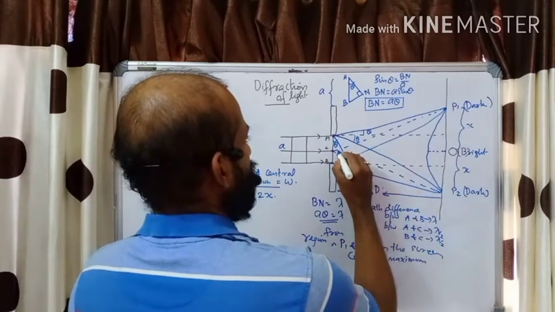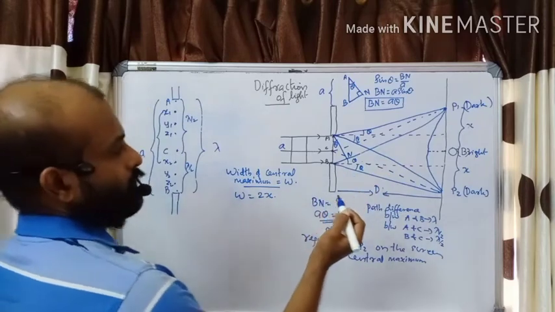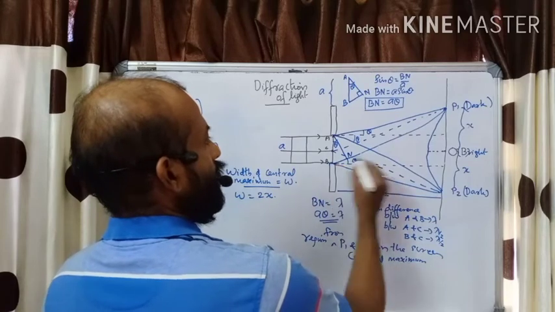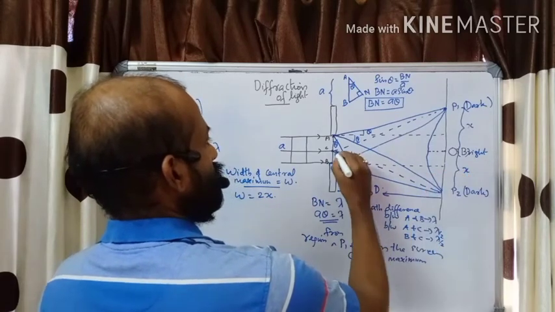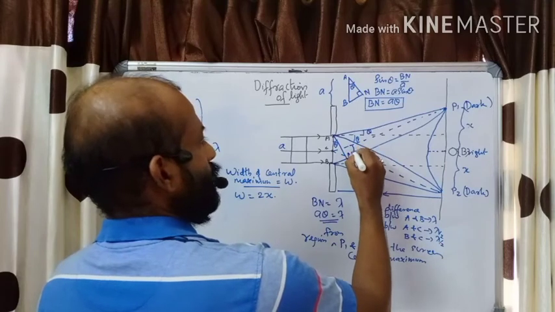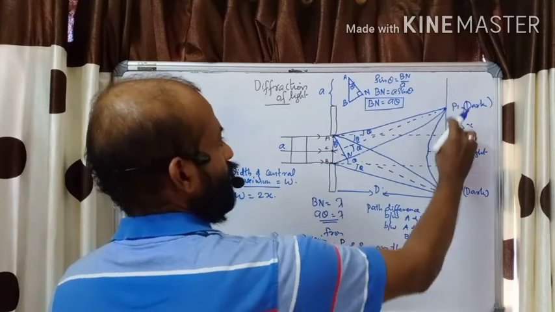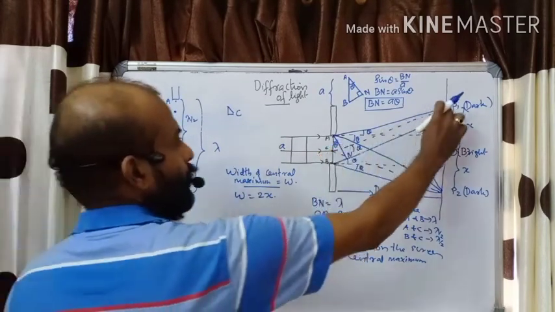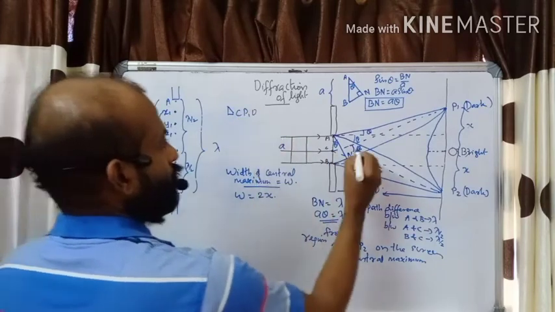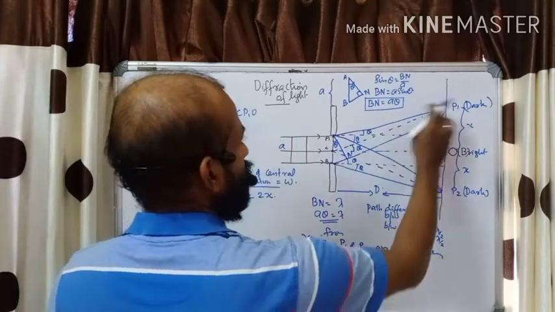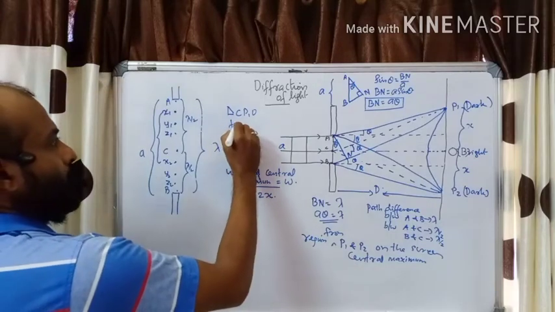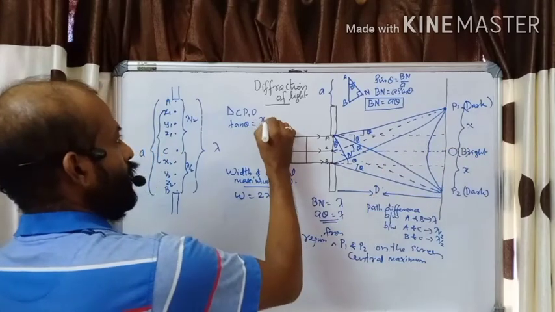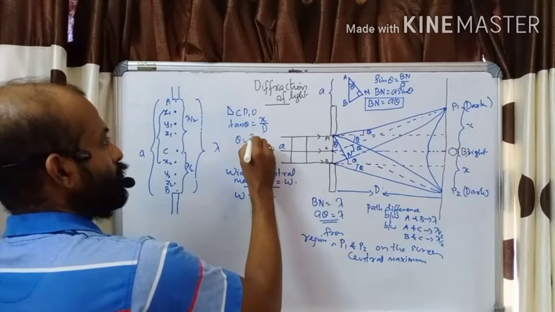Now if you consider the triangle here, this angle is theta. In this triangle, this angle also will be theta. So consider the right angle triangle C P1 O. What is tan theta? Tan theta is equal to the opposite side x over the adjacent side capital D. So x by D. If theta is small, theta is equal to x by D.